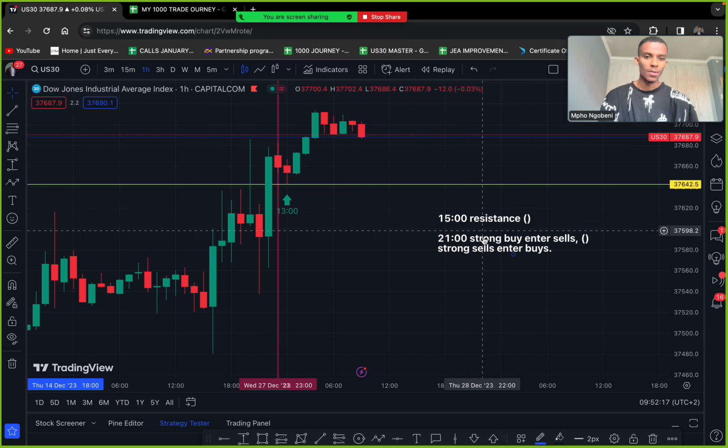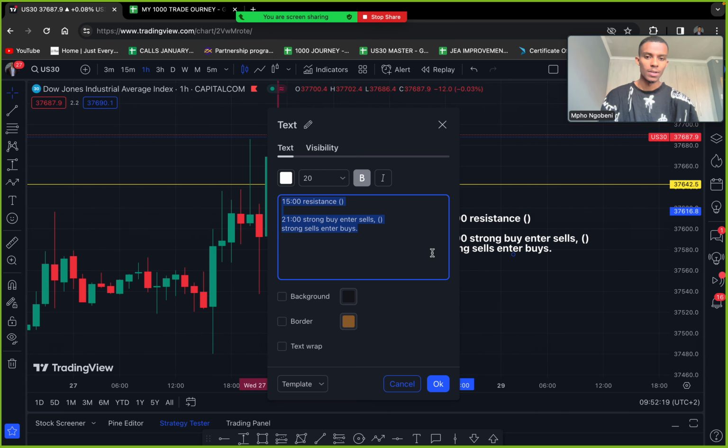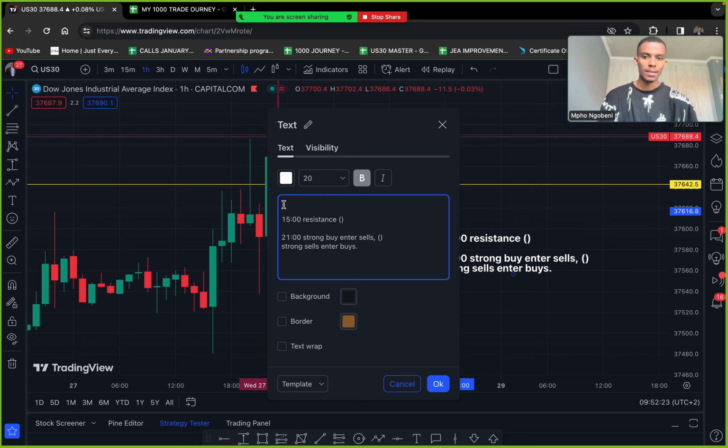So for the 1 o'clock resistance, we're gonna aim for 100 pips. Gonna aim for a nice 100 pips.